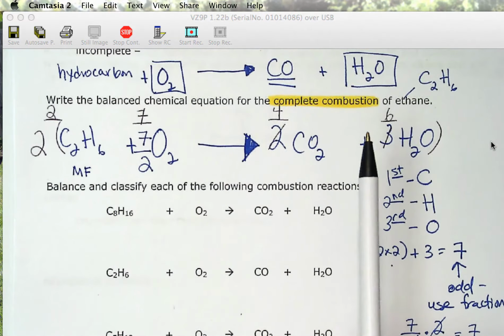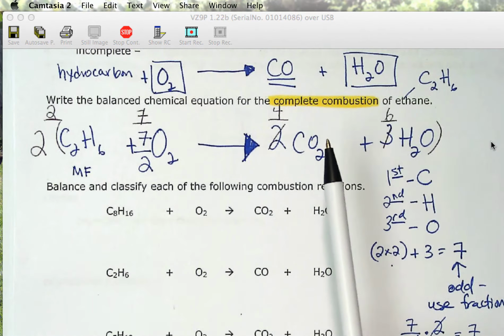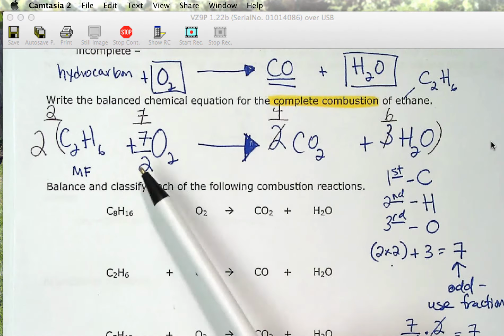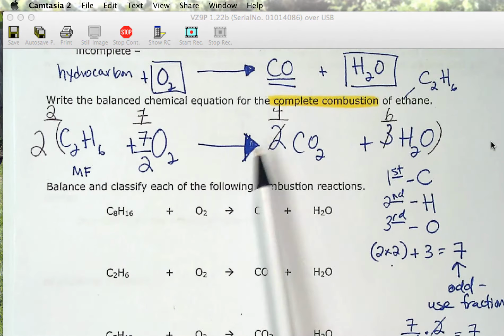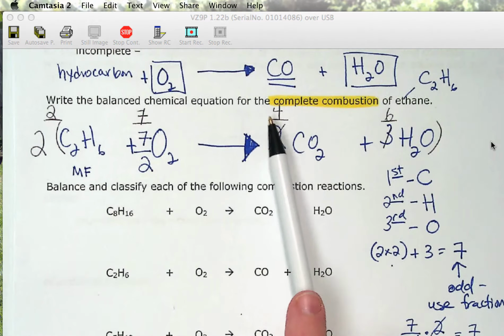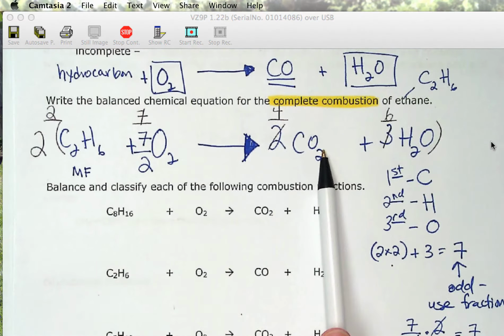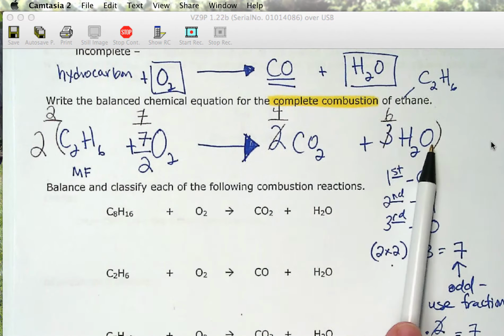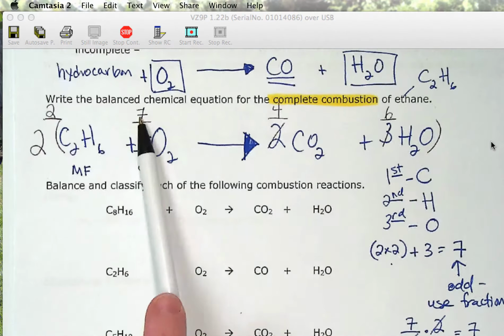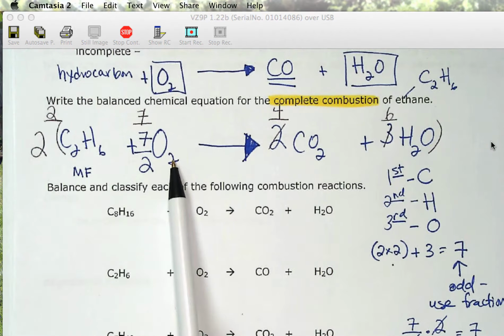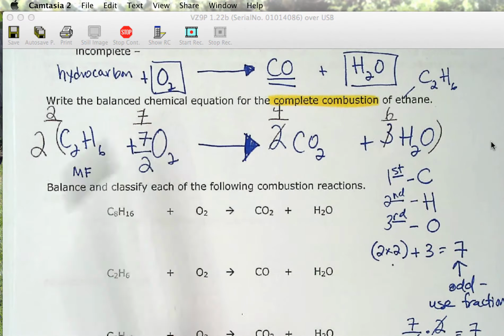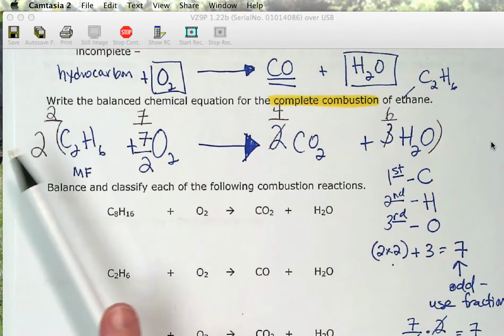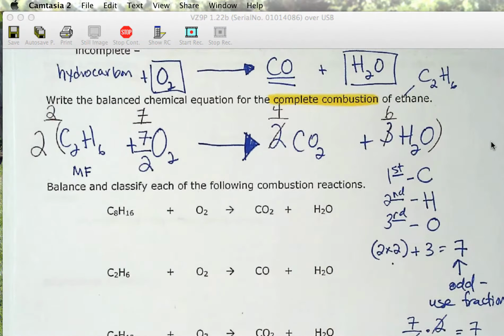So if you're doubting, when you multiply the 2 times the fraction, is that right? Double check yourself. Count up your oxygens on this side. 4 times 2, I have 8, plus 6 will give me 14. 7 times 2 gives me 14. So I have a balanced number of oxygens now. Now, can 2, 7, 4, 6 be simplified? No. So you're done.